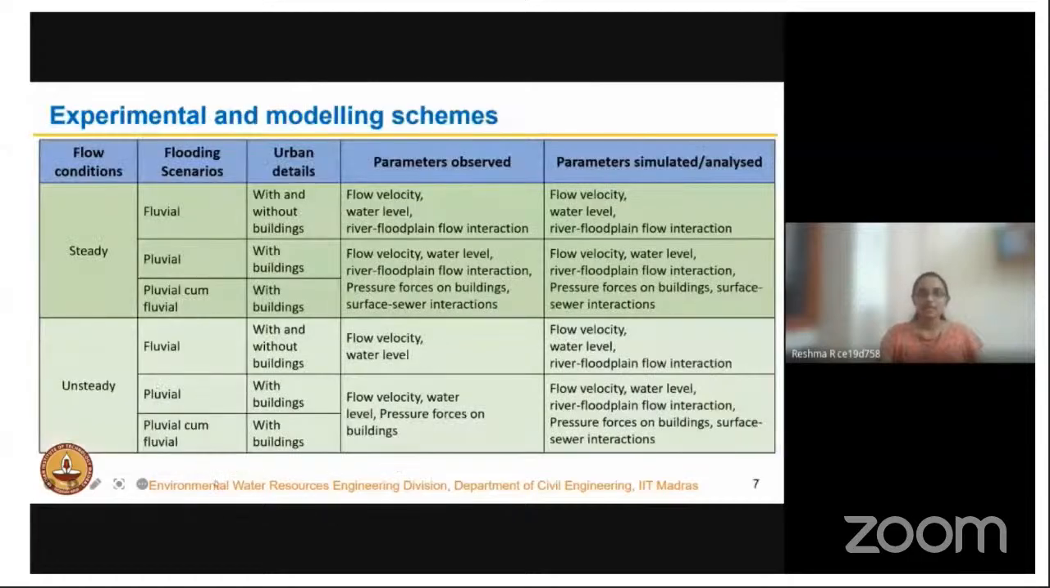Experimental and modeling schemes that will be adopted in the research are as shown in the table. Fluvial, pluvial, and pluvial cum fluvial flooding scenarios will be assessed for both steady and unsteady flow conditions. Fluvial scenario will be assessed with and without buildings. For all the other conditions, buildings will be used in the setup. Flow velocity, water level, river floodplain flow interaction, pressure force on buildings, and surface sewer interactions will be observed in the experimental runs as well as will be simulated using the numerical models.